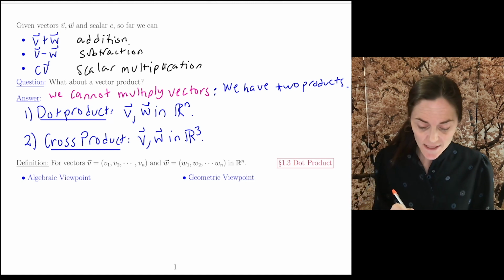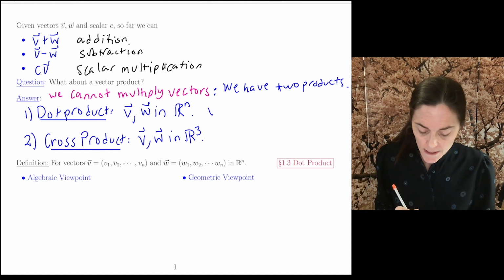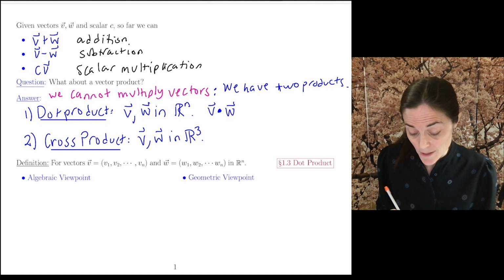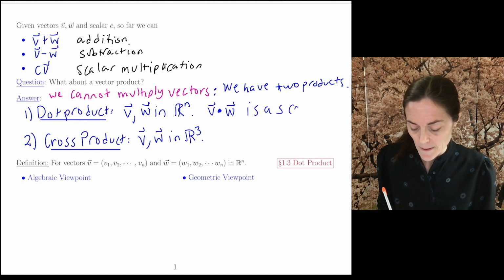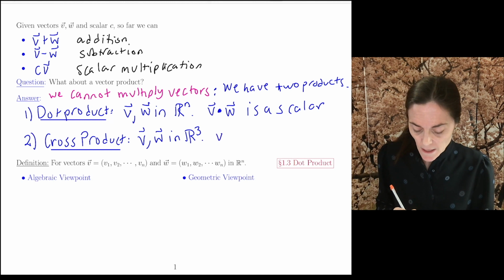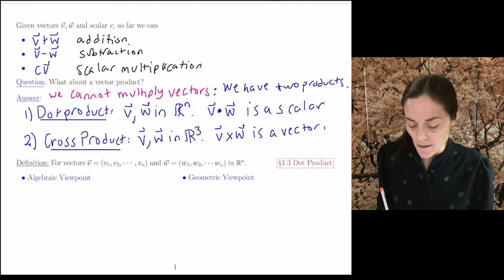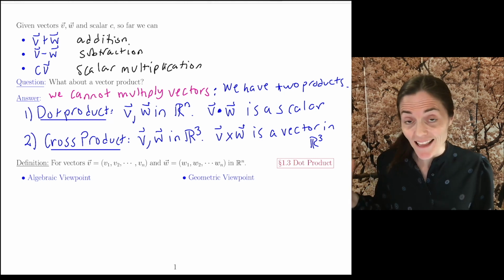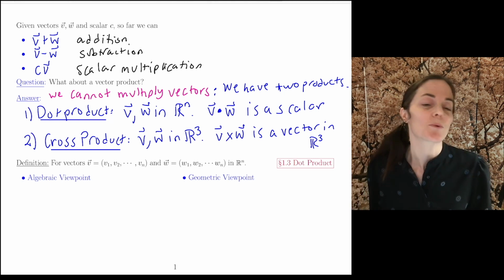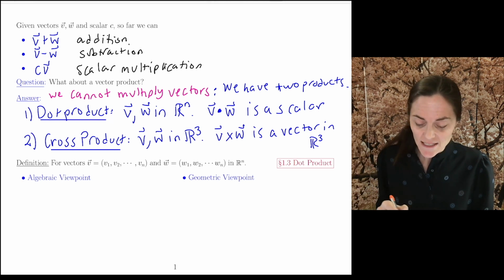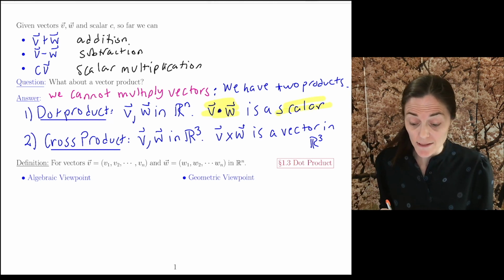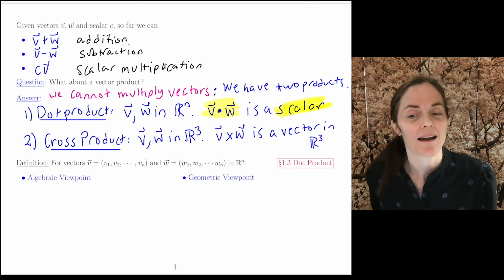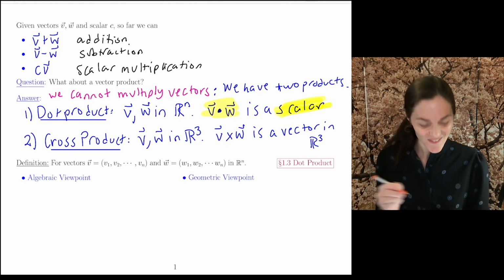Now, that's just one difference. Another important difference: this is the dot product, written like this, v dot w, and this is a scalar. Whereas v cross w, the cross product, is a vector, and it's a vector in R3. So this highlights some of the differences. Generally, like I said, you cannot multiply two vectors. We have these two products, and the one we will discuss today produces a scalar. This is an important thing to keep in mind as we compute dot products.